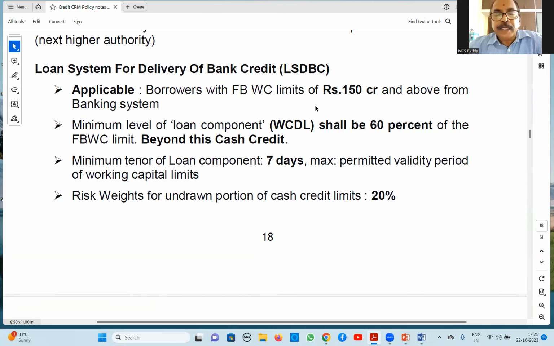How do you bifurcate? At least 60% you divide as working capital demand loan. It is called WCDL. Working capital demand loan means we will disburse the loan today, just like a DPN loan. The party has to repay after a fixed period. So working capital demand loan varies from 7 days onwards. Minimum component is 7 days, 7 days up to 1 year.